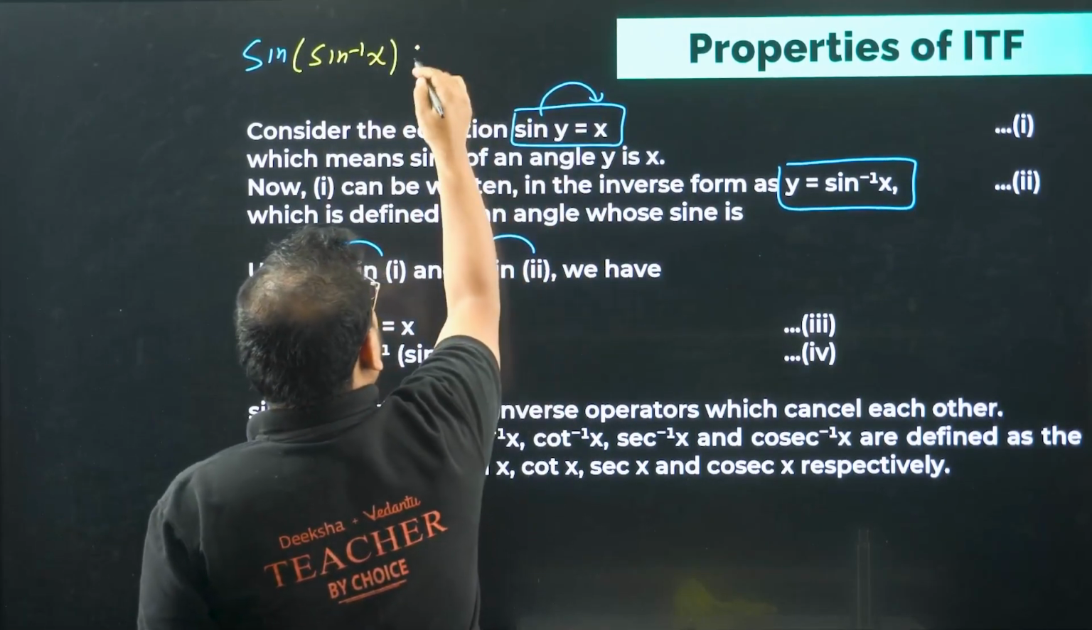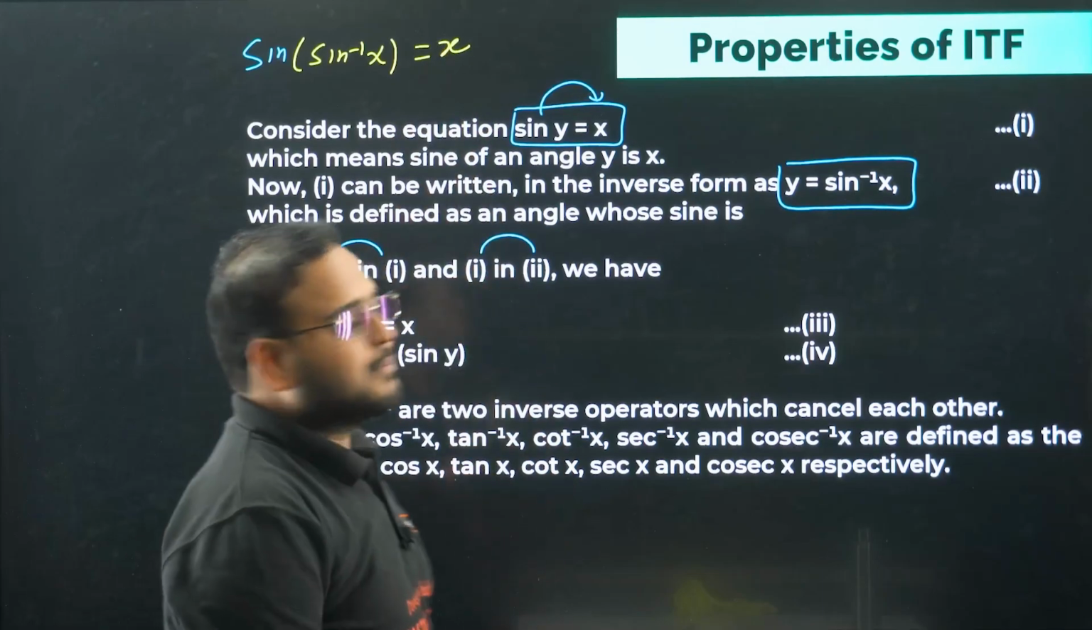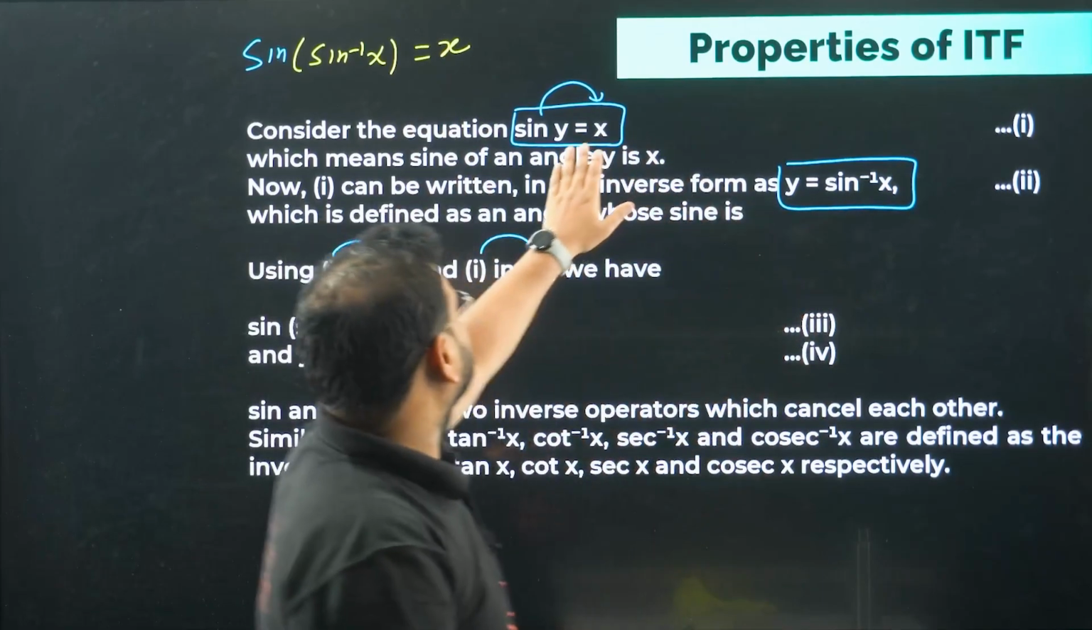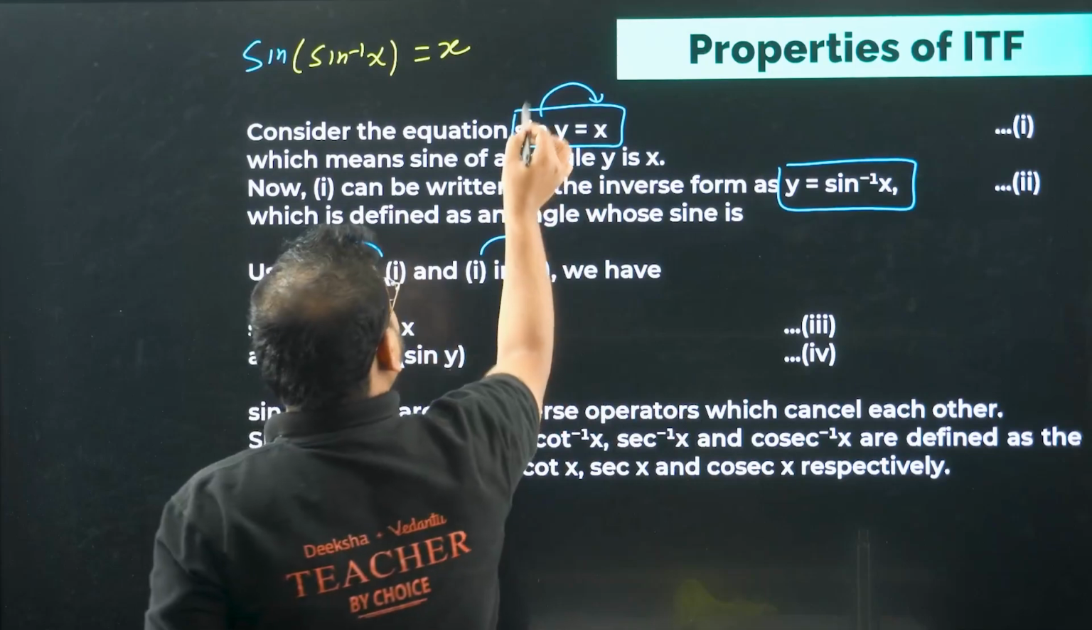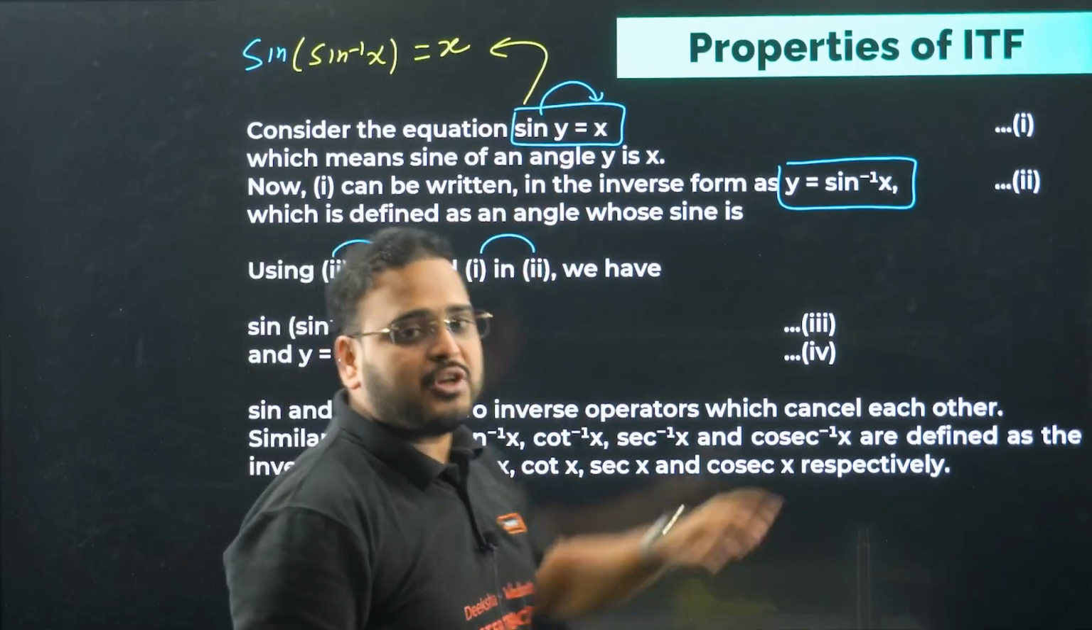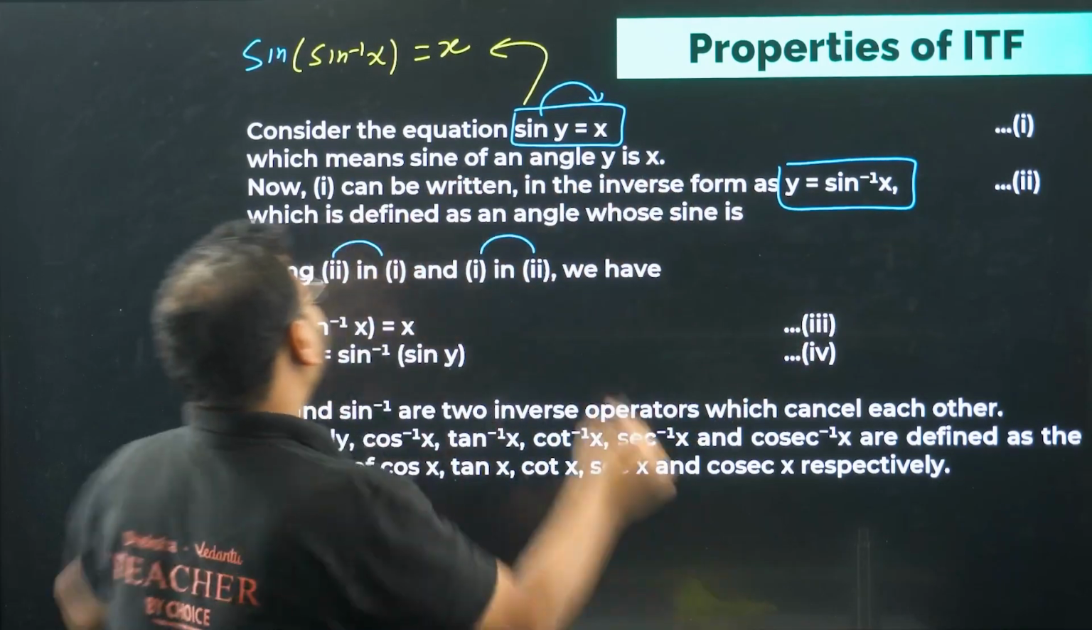The RHS is simply x. The RHS is simply x only, right? This is the RHS. Remember, this is the same thing I've written over here. Using equation number 2 in 1 we get this result.